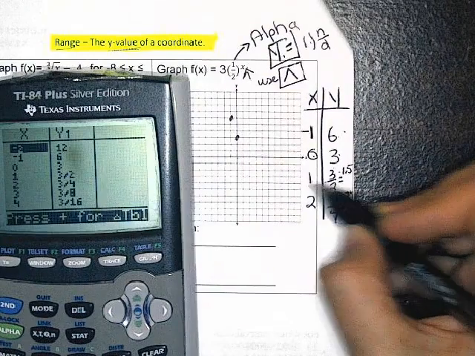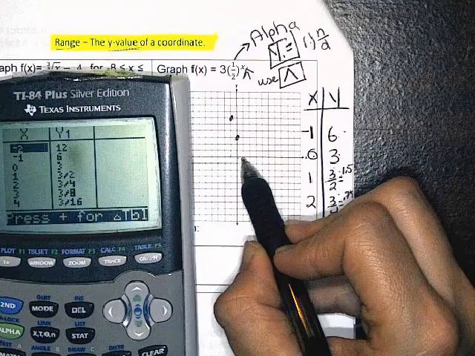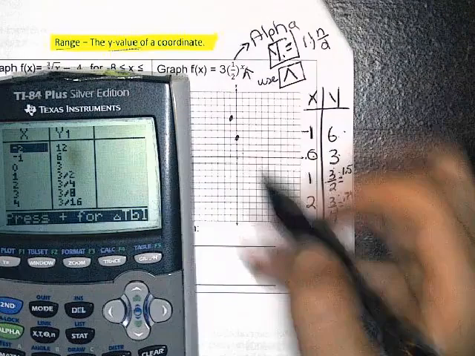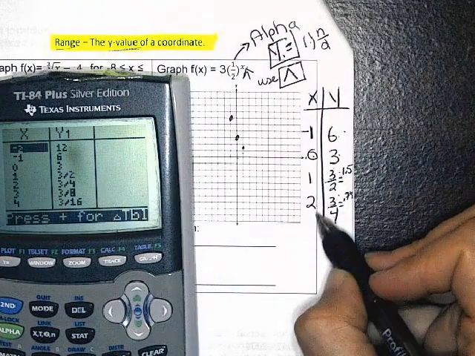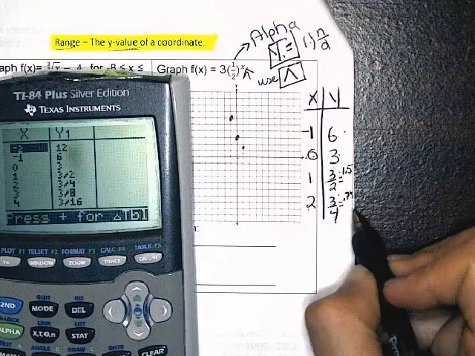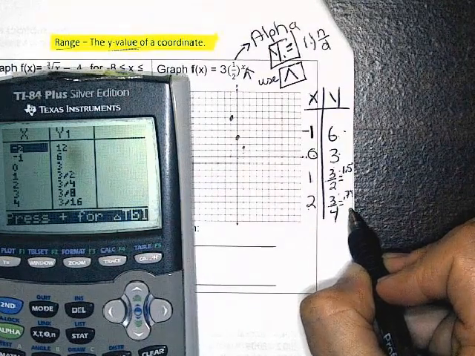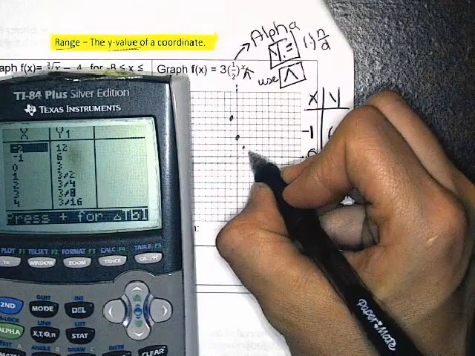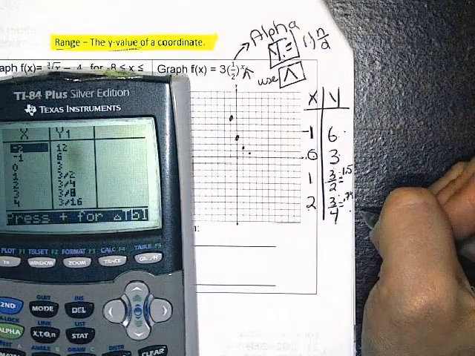Okay, so 1, 1.5. I'm going to go over 1 and up 1.5. It's right in the middle. Then I'm going to go over 2 and up 0.75. Now 0.75 is not all the way to 1, but it's most of the way to 1. So if I go over to 2 and up 0.75, I'm really, really close to that line, but I'm not on it.